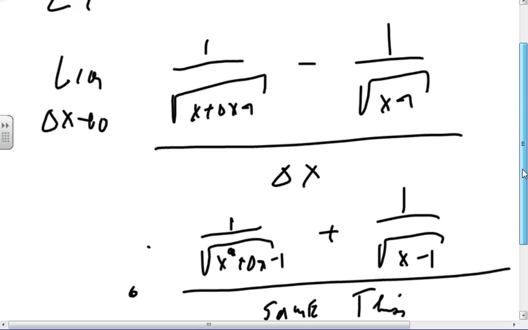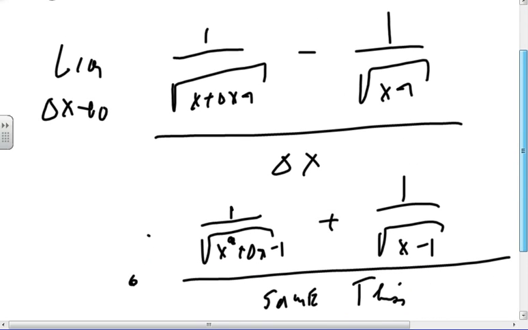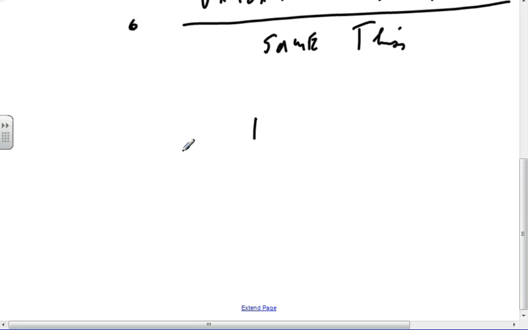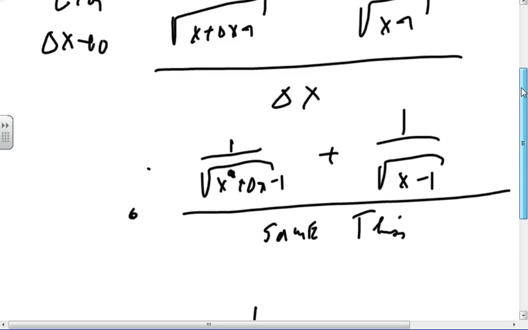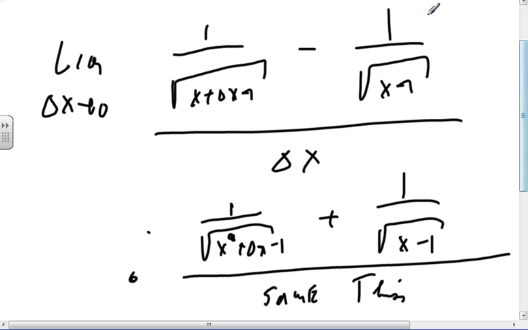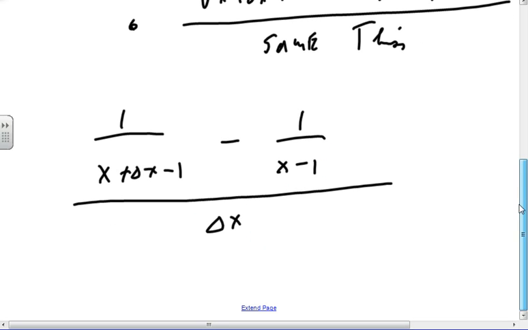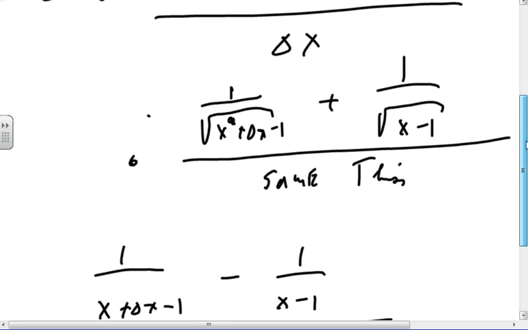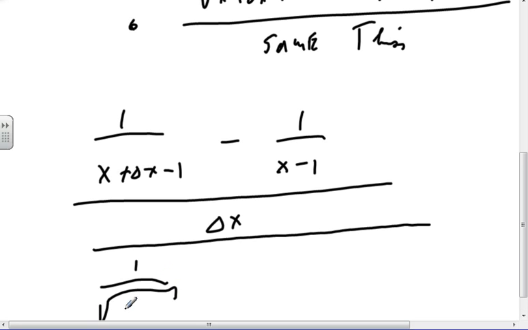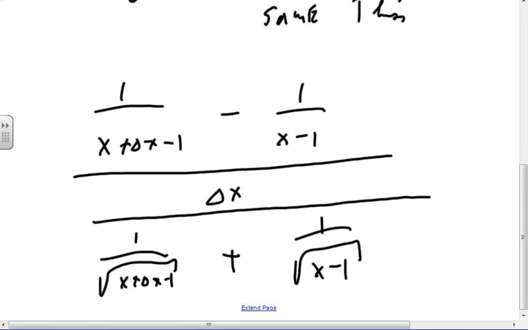Okay. Now the issue is, can I see both of these at the same time? So I'm going to have 1 over the square root of x plus delta x minus 1, minus 1 over the square root of x minus 1, divided by delta x, over 1 over the square root of x plus delta x minus 1 plus 1 over the square root of x minus 1. Okay, so that's what I've got. I don't like it, but that's what I got.